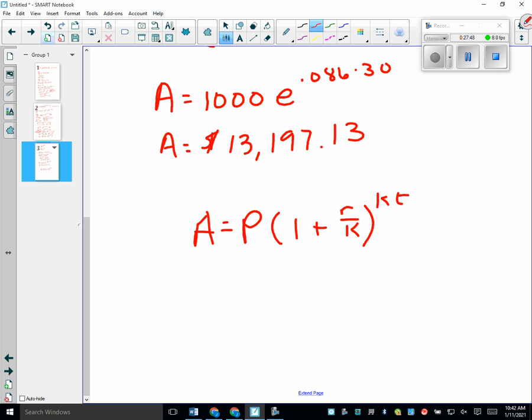If it is compounded monthly, or weekly, or quarterly, a lot of them are quarterly, this is the formula you use. You know what A is? Amount. What is P? The beginning amount. What is R? Interest rate. What is T? And by the way, time is always in years. K is how many times per year it is compounded.